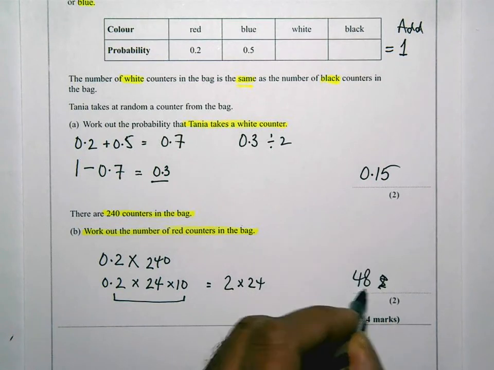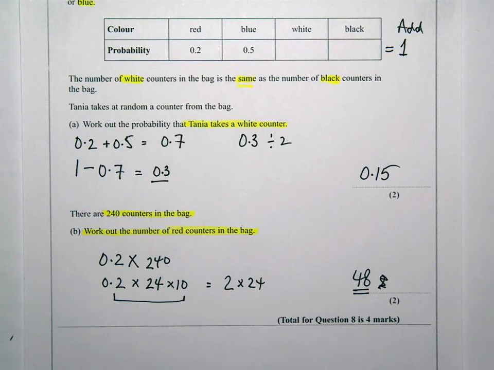48. Okay, so think about what I've done here. Make sure you understand it. Make sure you could do this yourself, especially since this is a non-calculator paper. So the answer is going to be there are 48 red counters in the bag. As I said, this is proving to be quite a popular question. Make sure you could do it. Make sure you can understand it. And if one like this does come up again, make sure you get full marks in it.